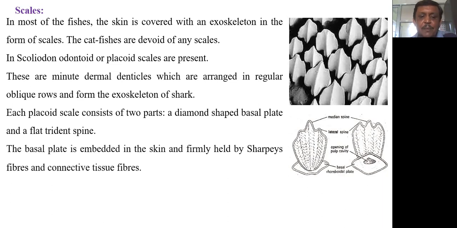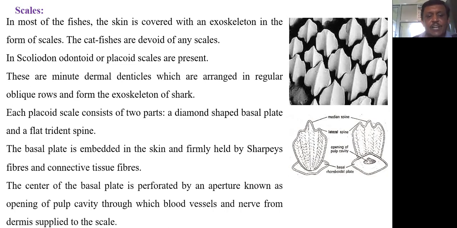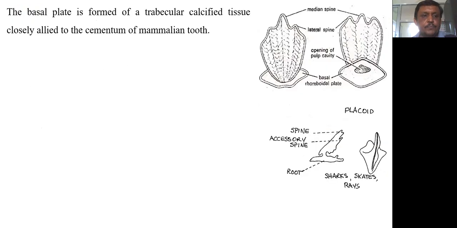The basal plate is embedded in the skin. The diamond shaped basal plate is embedded in the skin and it is firmly held by Sharpey's fibers and connective tissues which are present in the dermis. The center of the basal plate is perforated by an aperture known as the opening of the pulp cavity, as also shown in the diagram, through which the blood vessels and nerve from the dermis supply their branches to the scales.